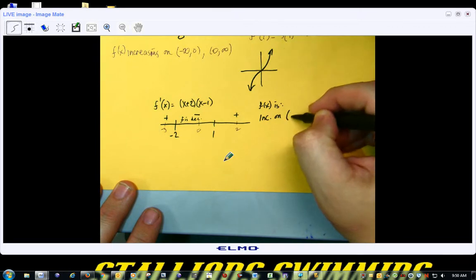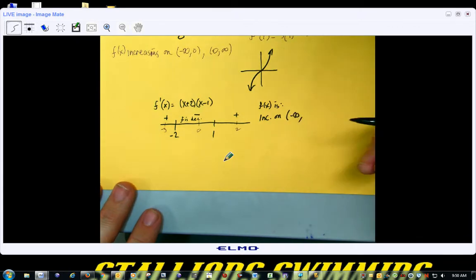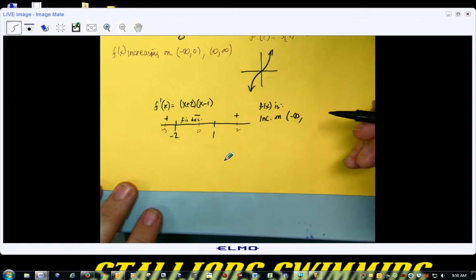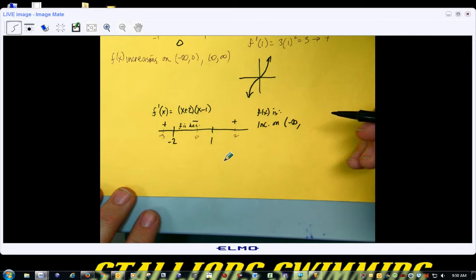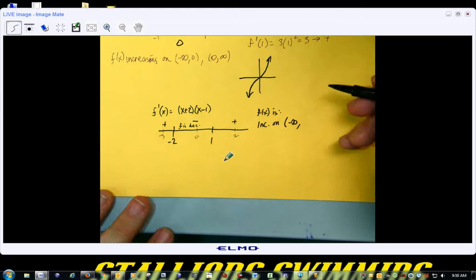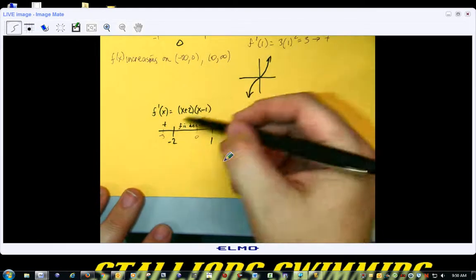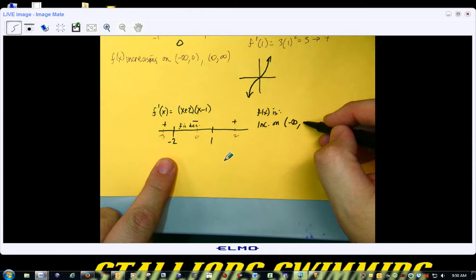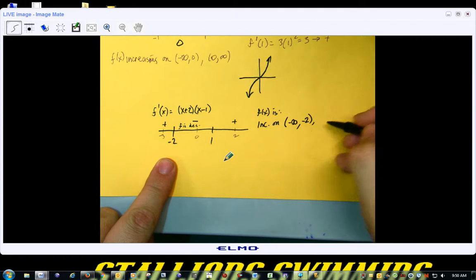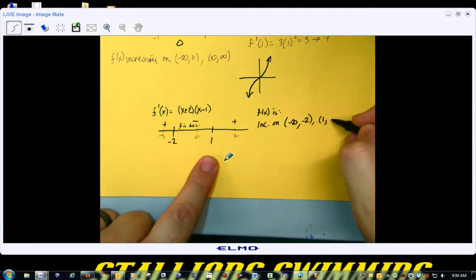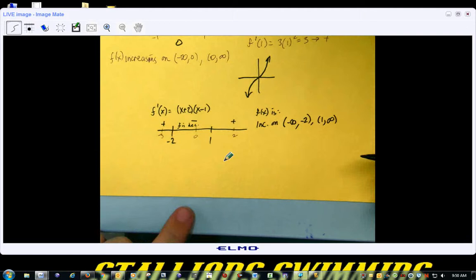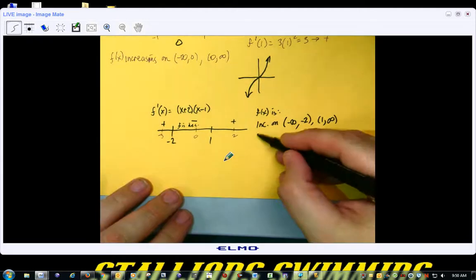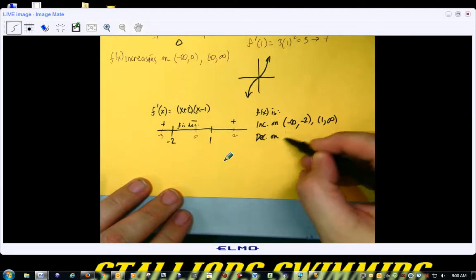I just made that one up, because the other one was pretty straightforward, just to show you what you kind of have to do. But if you get a more complex situation here, we're going from -infinity to -2, and then from 1 to positive infinity. Remember, they're all open intervals. It's decreasing on -2 to 1.